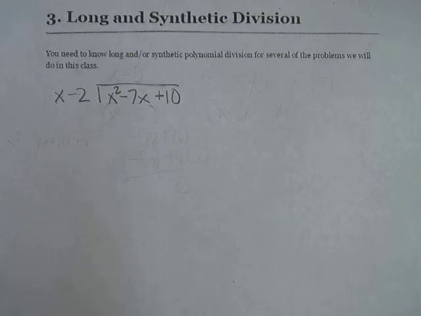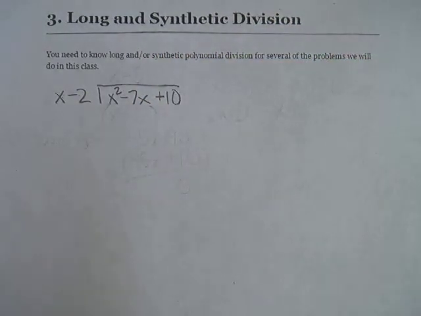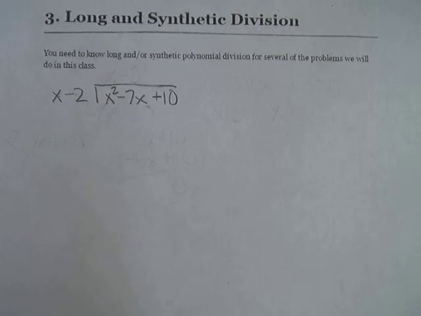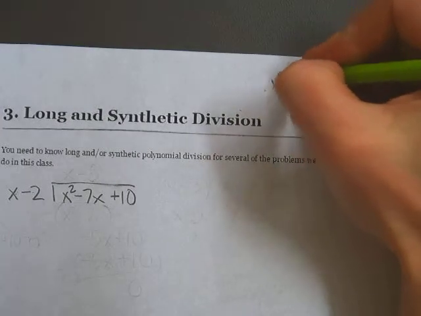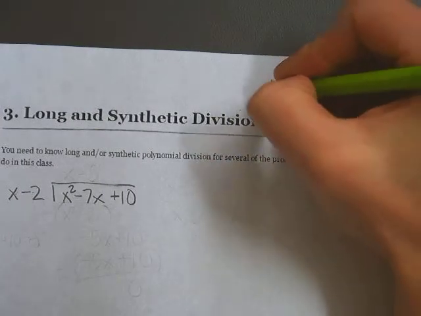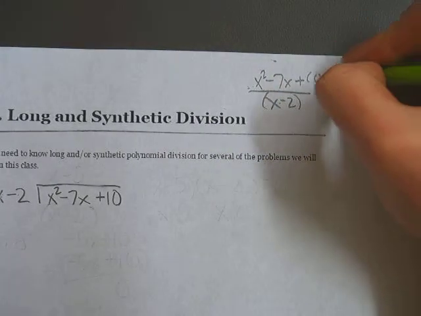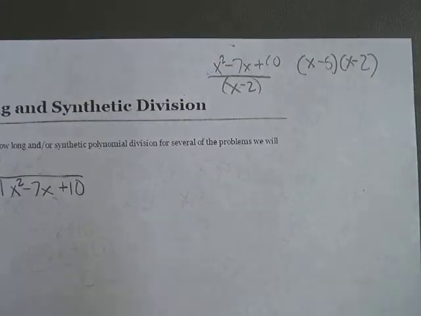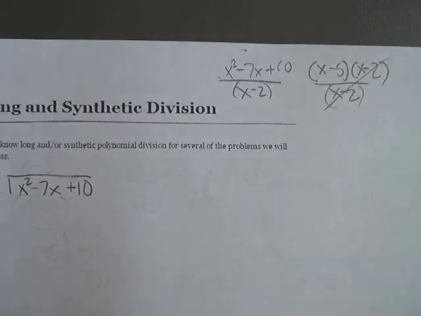It's one where you wouldn't need long and synthetic division because you know that x minus 2 goes into x squared minus 7x plus 10. In fact, I can do that right up here. x squared minus 7x plus 10 divided by x minus 2. If you got this problem, you could factor the top into x minus 5 times x minus 2 over x minus 2, and then I can hack off the x minus 2's.